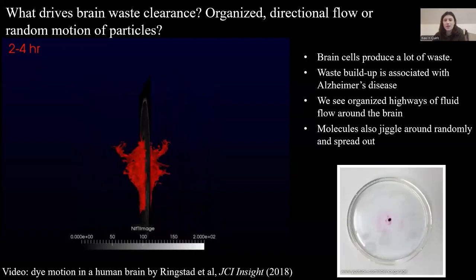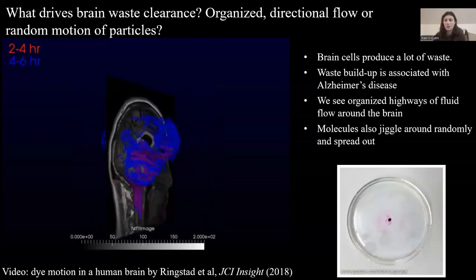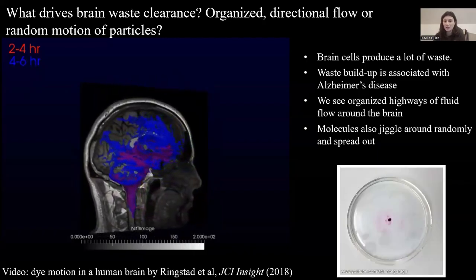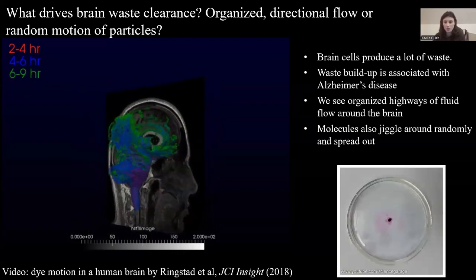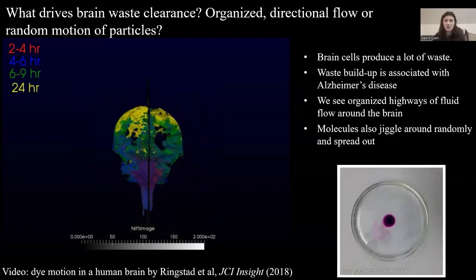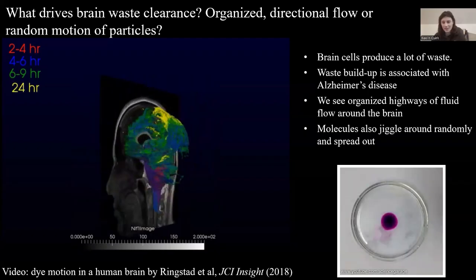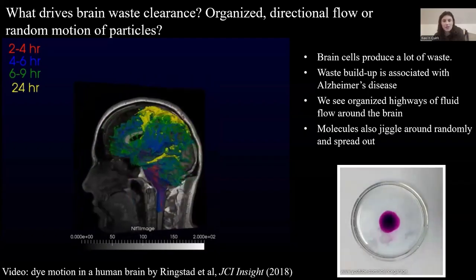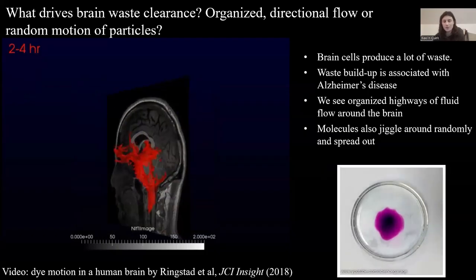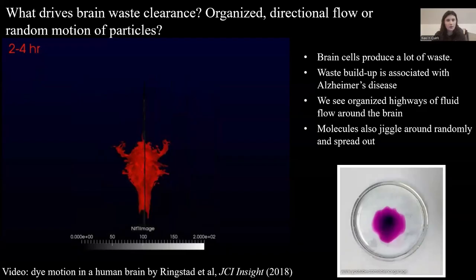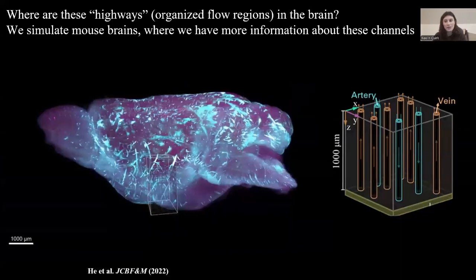Does waste leave the brain mainly because of organized fluid flow, or just because of random molecular motion, known as diffusion? An example of diffusion is shown below. This is the process where molecules move around randomly until they're evenly spread out and mixed. So some researchers think that diffusion alone may be able to clear waste from the brain. So we would like to simulate this situation to see how much fluid motion actually matters.